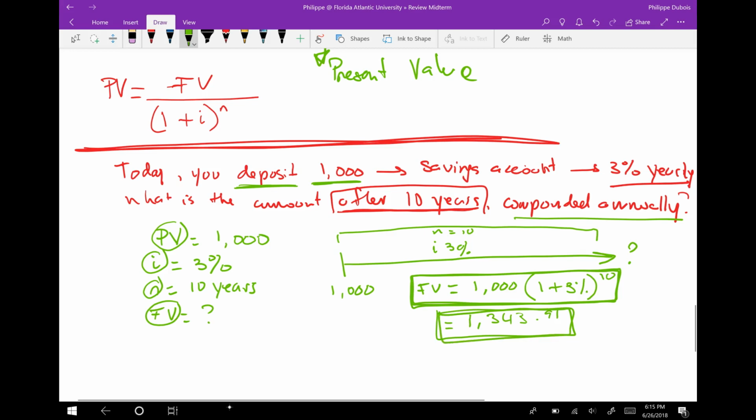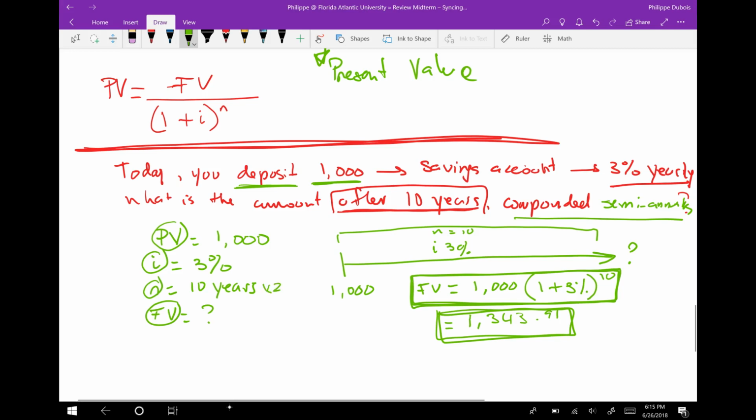Now, what about if that account was paying 3% semi-annually? So it's making that payment twice a year. I'm getting 3% twice a year. All right. So a couple things will happen here. Number one, my number of period will double.